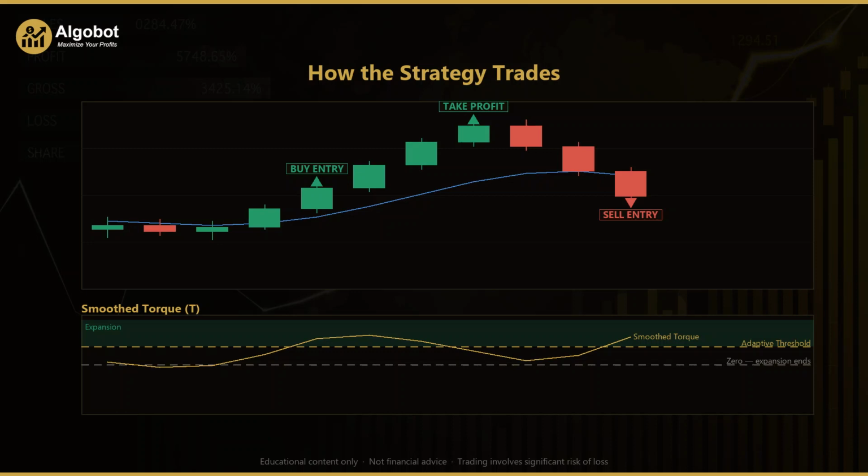Price stalls near the highs and starts sliding back toward the centroid. As it does, the torque sinks towards 0, which is exactly where the strategy considers expansion finished. The blue equilibrium line flattens, and price cuts back below it. Here is the mirror image.